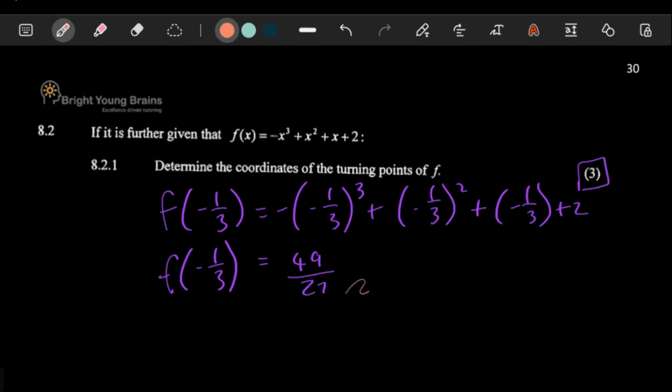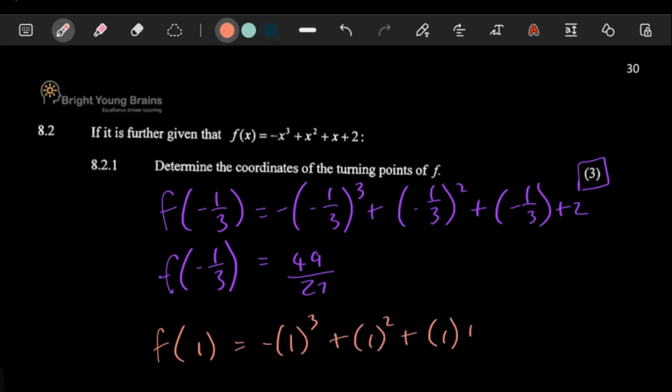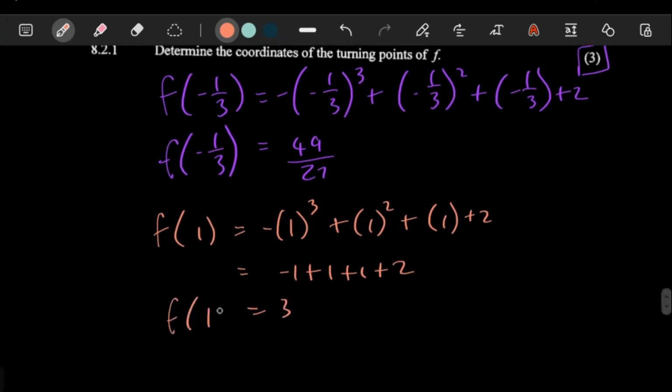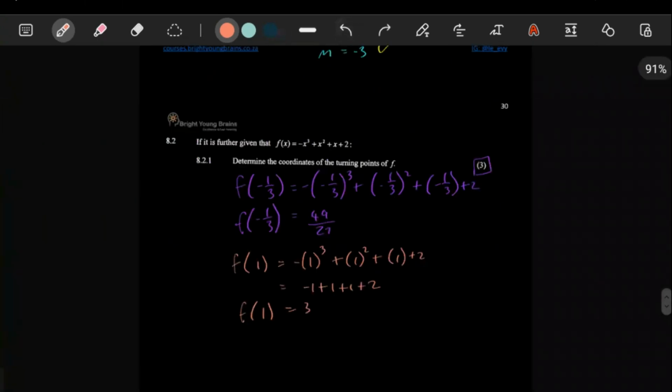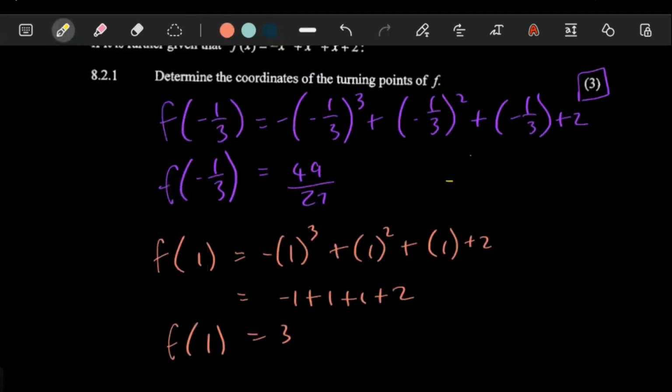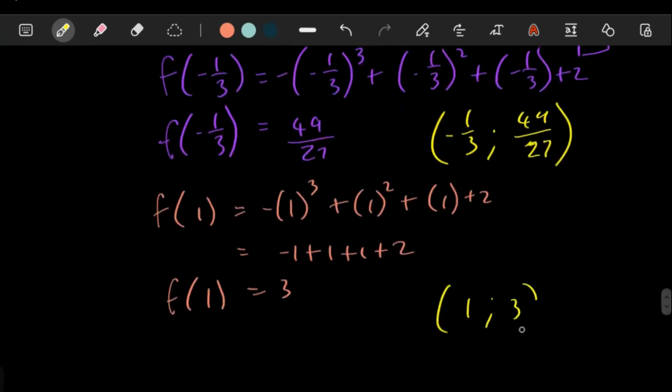So the next one, you have to put positive 1. 1 cubed, 1 squared, plus 2. This is like negative 1 plus 1 plus 1 plus 2. This 2 plus 2 is 4, minus 1 is 3. So these are the two coordinates of the turning points. If you leave it like this, that's 100% okay, because that format is a coordinate already. But if you want to write it like this, feel free to do that. And this one here is 1 and positive 3.